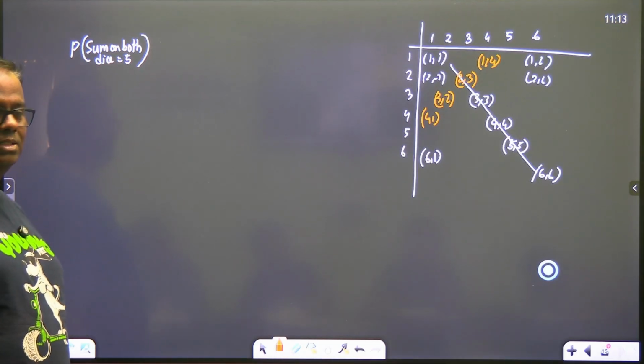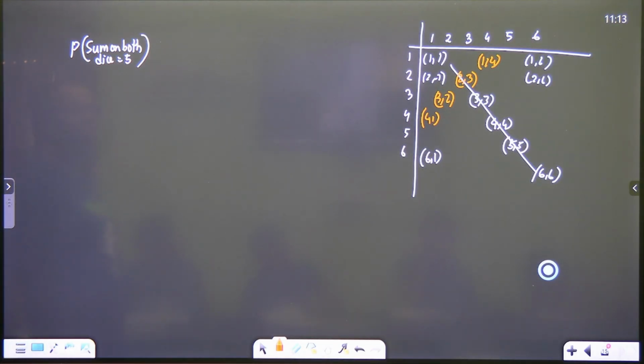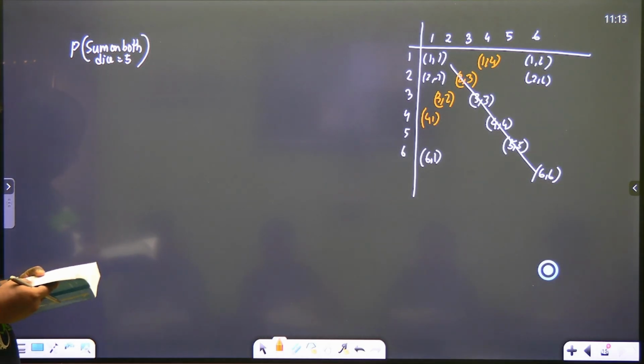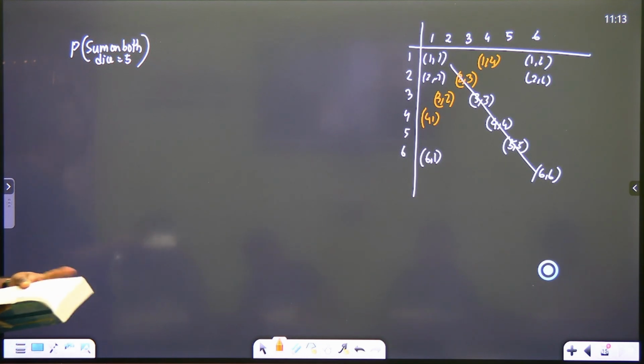Right? Probability of getting sum of both dice as 5. Interesting? Ready for the next question? Same part. Probability of getting an even number on both the dice.